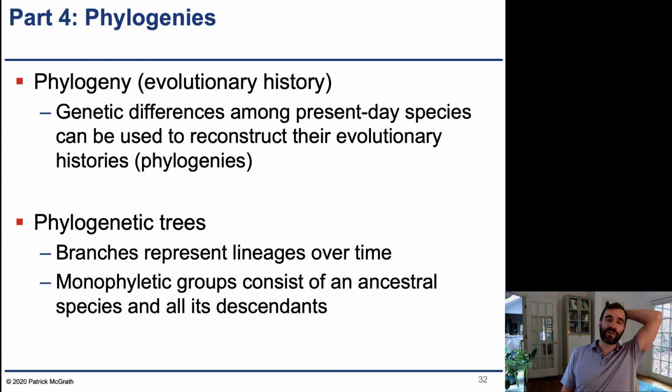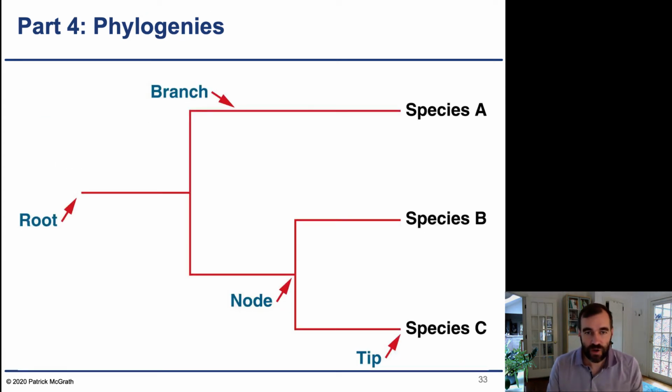And so what a phylogeny allows you to do is use genetic differences among present-day species to reconstruct their evolutionary histories, and that's what is referred to as a phylogeny. And a phylogenetic tree represents lineages over time. So branches come together at points when speciation has occurred. And monophyletic groups consist of an ancestral species and all of its descendants. So this is an example of a phylogeny.